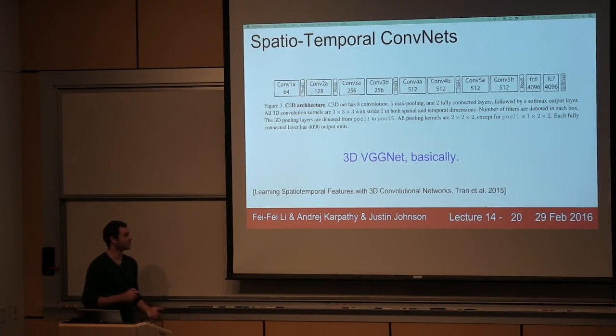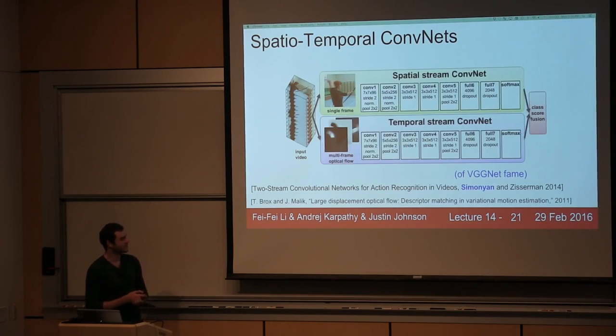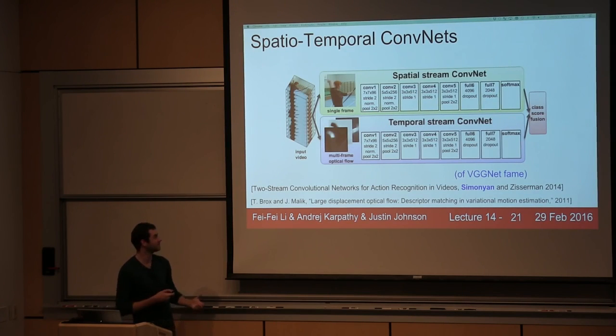Another approach that works quite well is from Karen Simonyan in 2014. Karen Simonyan, by the way, is of VGGNet fame. He's the person who came up with the VGGNet. He also has a very nice paper on video classification. The idea here is that he didn't want to do three-dimensional convolutions because it's kind of painful to implement. So he only used two-dimensional convolutions.